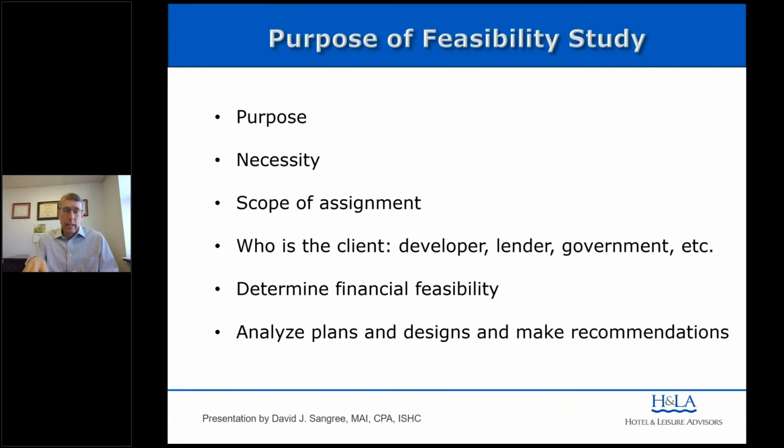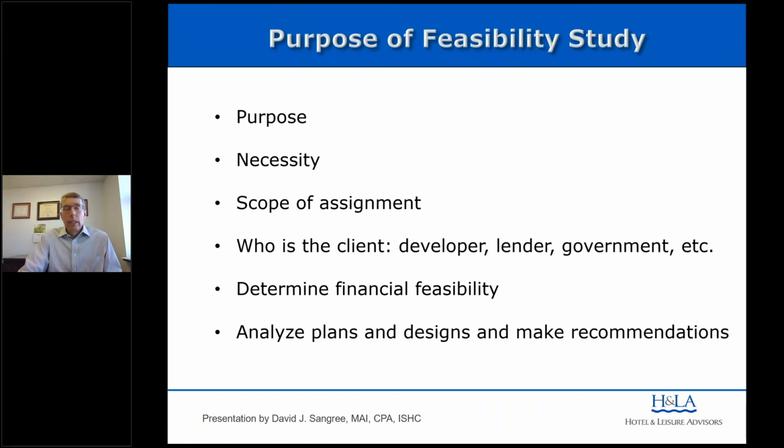So the purpose of this study is to determine through a discounted cash flow analysis what kind of valuation the projected returns would generate and compare that to the cost to build it. And if the valuation through the projected returns exceeds the cost, that means it's feasible.